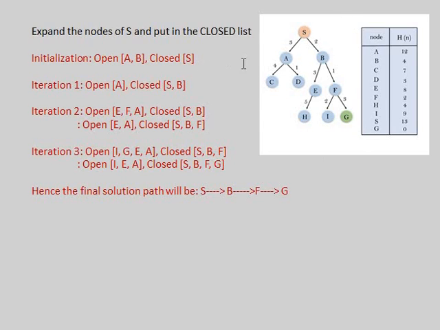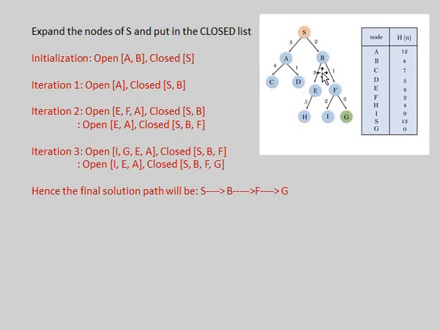In the first iteration, we start from the first node, node S. We first take node S into the closed list, and then find the successors of node S. The successors of node S are node A and node B. As these two are the successors, add these two nodes to the open list. So initially the open list has node A and node B, and the closed list has node S only.